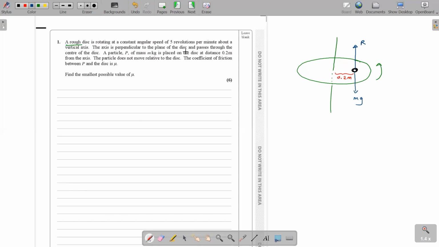The angular velocity is 5 revolutions per minute. We don't work with revolutions per minute. You will have to convert it to radians per second. So before that, we need to do that conversion as well. However, I want you all to now think about one more thing. I want you to think about the friction, because they say it's a rough disk, right? So when it's a rough disk, what do you think of when they say to find the smallest possible value of mu? How do we find it?